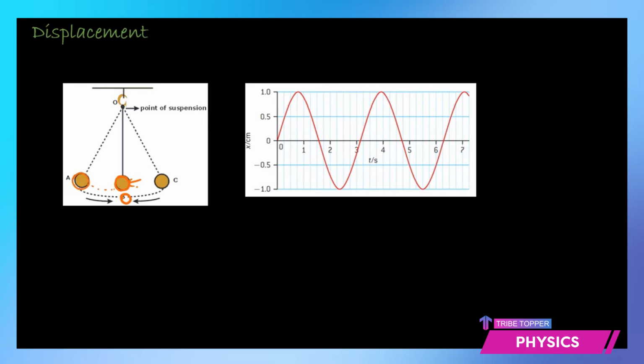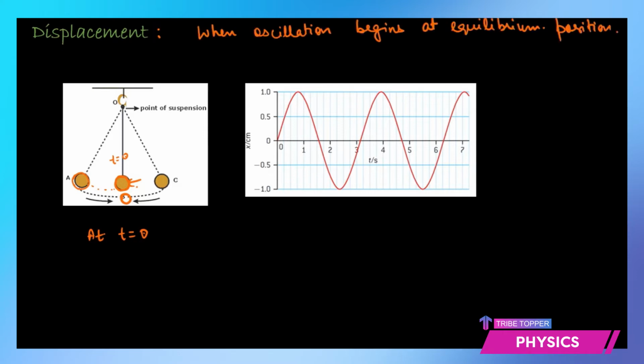So that means at t is equal to 0, your displacement was 0, right? I'm taking the case where you start the oscillation right from the equilibrium position. I can write that for you. So when oscillation begins at equilibrium position, then we would say at t is equal to 0, your x is equal to 0.